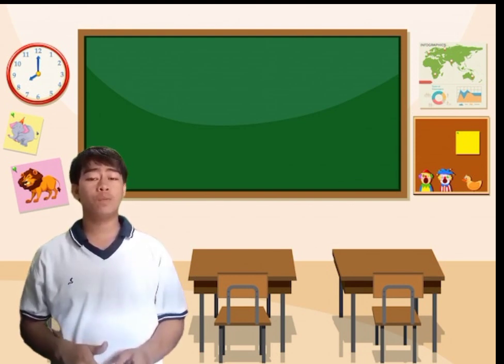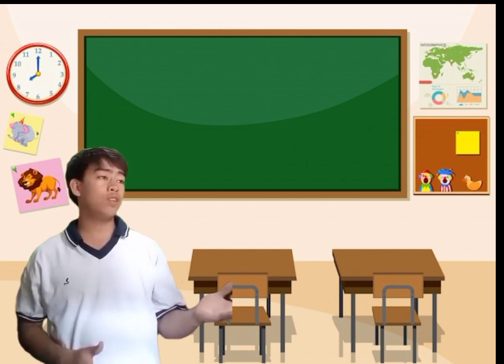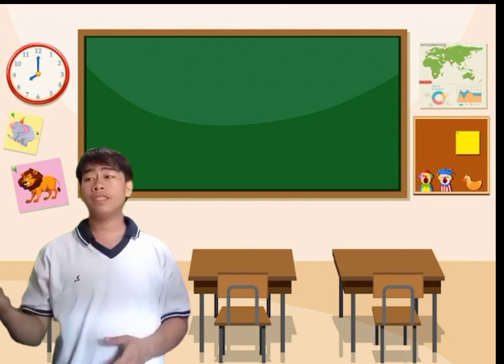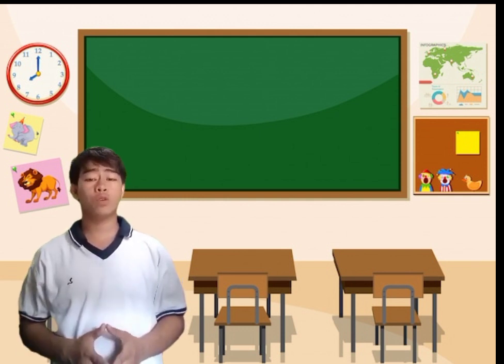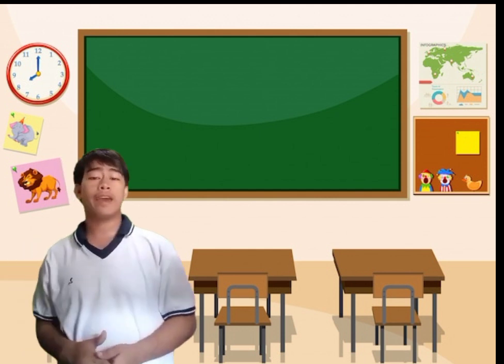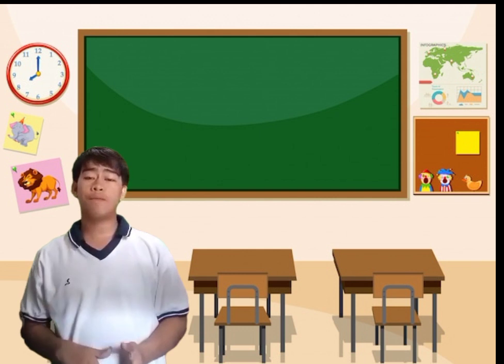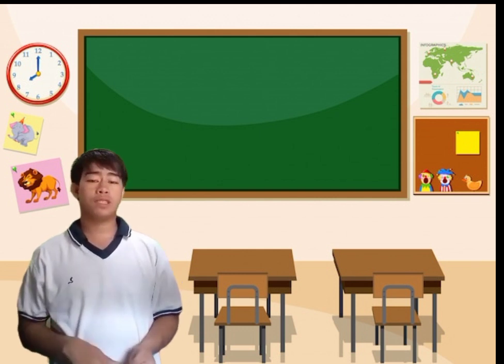Class, since you have observed the pictures and video you have watched, now we'll be having a group activity. So I will group you into two groups. This side will be group 1 and this side, of course, will be group 2. So class, each group will think and create a name for your group. So for example, group 1 beauties.